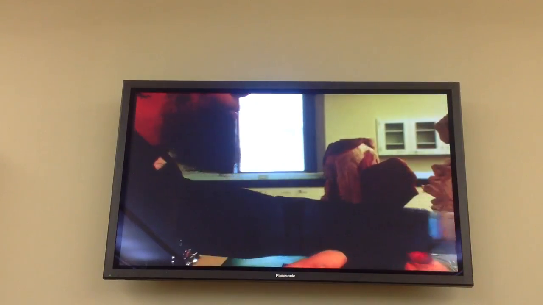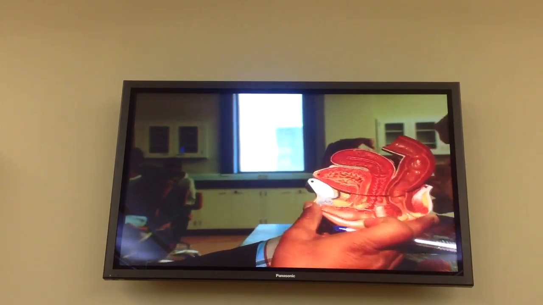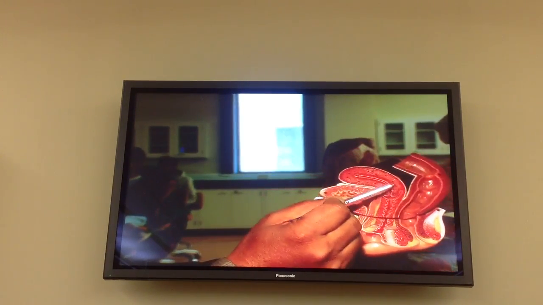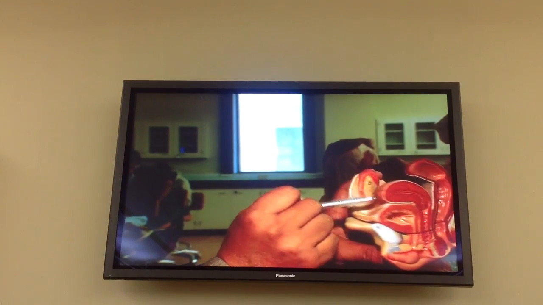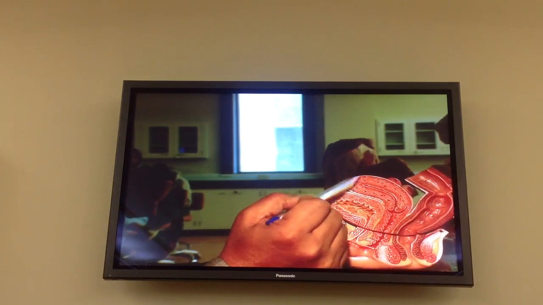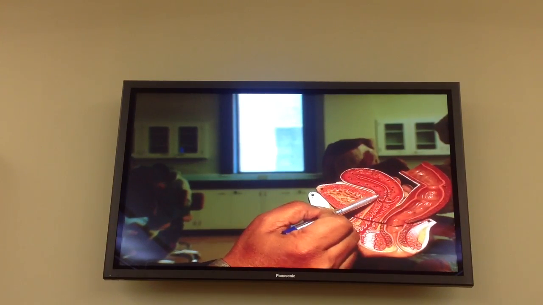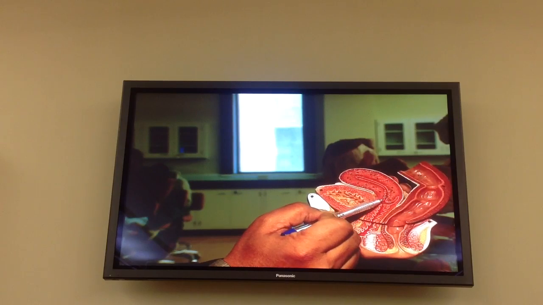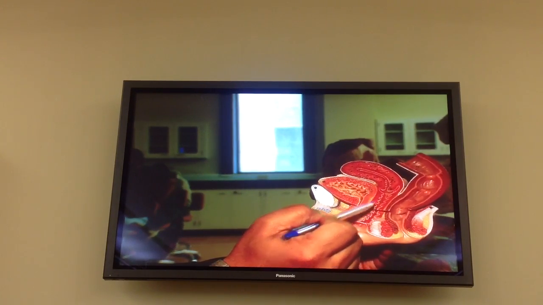Now regarding the female urinary system. What is this? Uterus. What is this? Fundus of uterus. This is body of uterus. That is cervix. This leads to vagina.